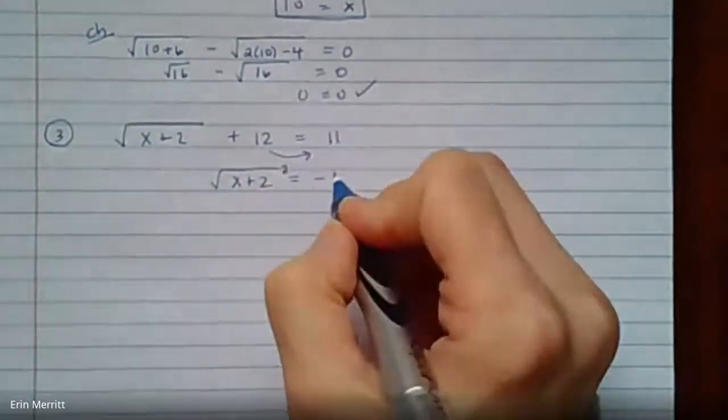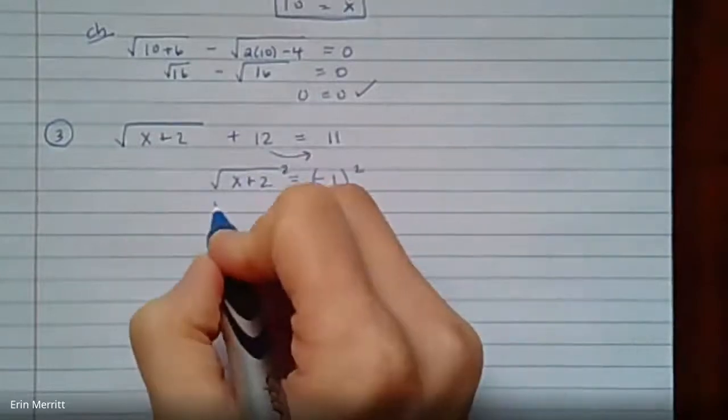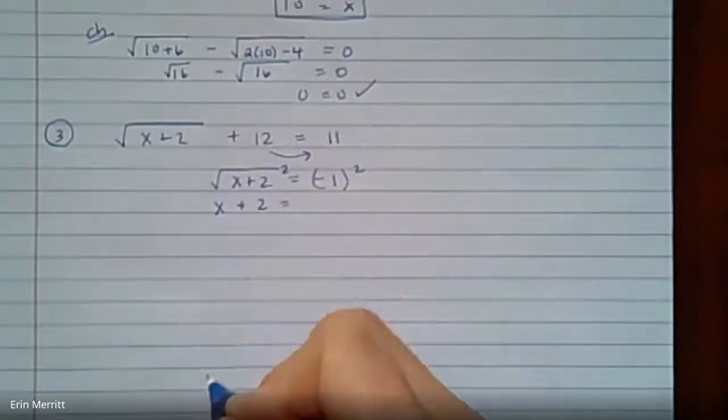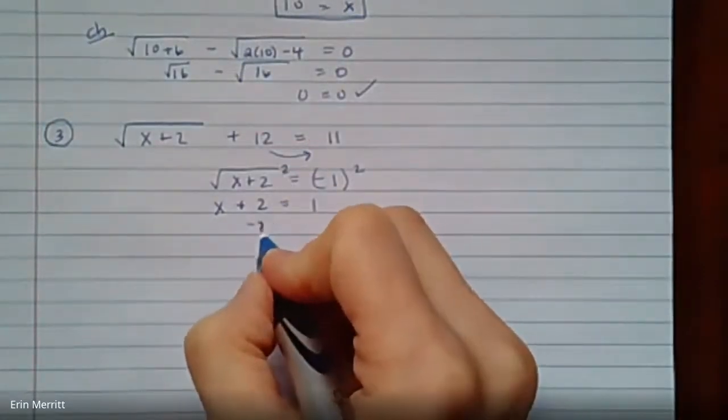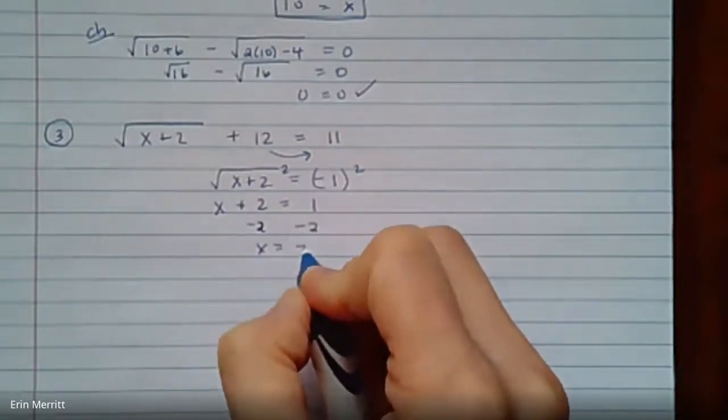Step number 2, square to get rid of the radical. All right, that's going to give us x plus 2 on the left. Remember, when you square a negative, it becomes positive. That gives us a 1 on the right. Subtract to solve. We get -1.